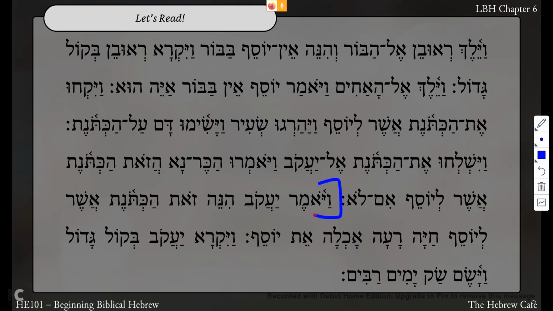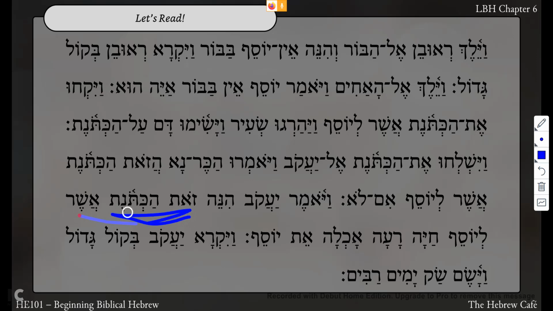I'll go this one and then Gio can finish us out. Vayomer Yaakov. Okay, so Jacob said, hine, behold, zot haktonet. In this case, zot haktonet means this is the ketonet. The implied verb is. It's a verbless clause. Zot haktonet asher leYosef. This is the ketonet of Joseph. Asher means that, and leYosef means to him, or it's his property.